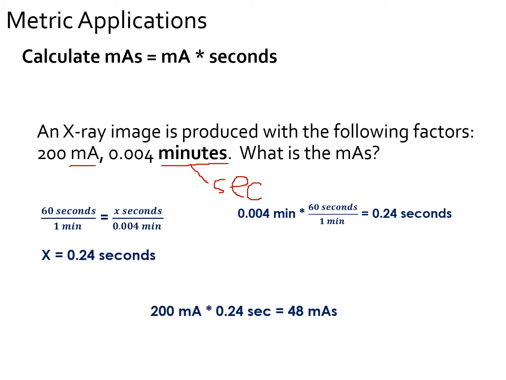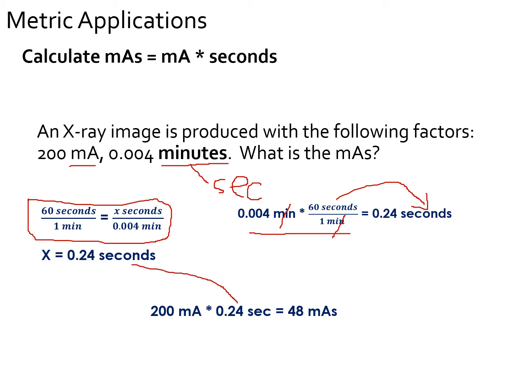Let me put all the answers up here. On this side I did it with unit cancellation, so 0.004 minutes multiplied by the unit conversion of 60 seconds in 1 minute. Here the minutes cancel, and you're left with seconds. Over here, I set it up as a proportion. If 1 minute is 60 seconds, then 0.004 minutes is how many seconds. You get the same answer. Now that I have 0.24 seconds, I can calculate my milliamp seconds by multiplying by the 200 milliamps.